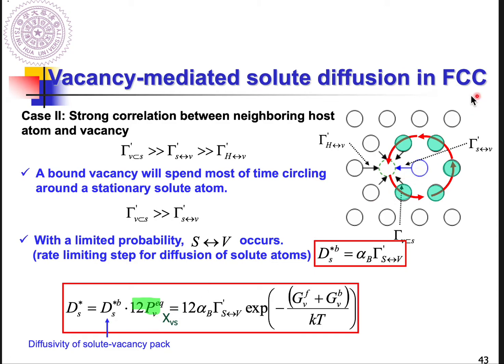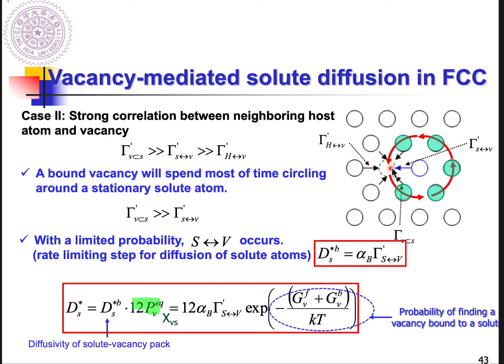But in FCC, there are 12 nearest atom possible sites, so you need to multiply by 12 to get the expression for the probability to find this solute-vacancy pair. So you can write down this. You can get the self-diffusivity for this solute atom expressed like this. In this case, the diffusivity actually is controlled by the atomic jump rate between the solute and vacancy, and also the exponential term, the energy, is limited by the vacancy formation energy.